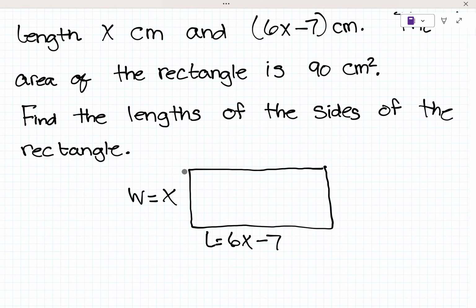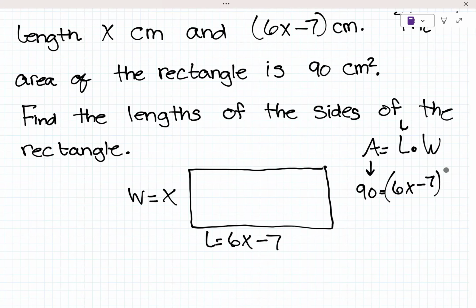What else did it tell us? The area of the rectangle is 90 centimeters squared. So what is area? Area is basically length times width. I'm going to replace my area with 90, my length with 6x minus 7, and my w with x. So this is going to be 6x times x, that's 6x squared. And then -7 times x is -7x. Okay, so now we've got to solve.